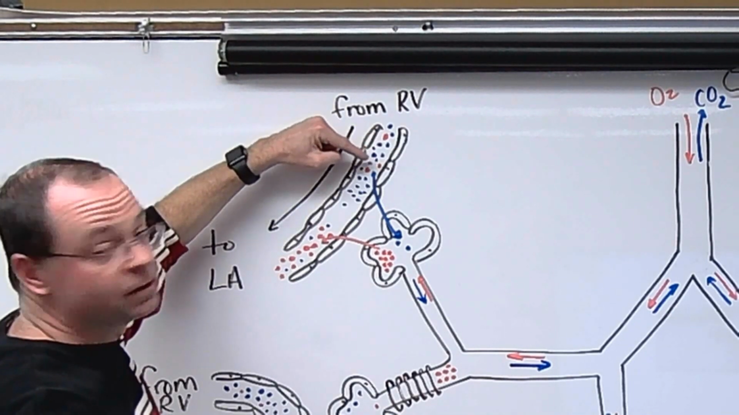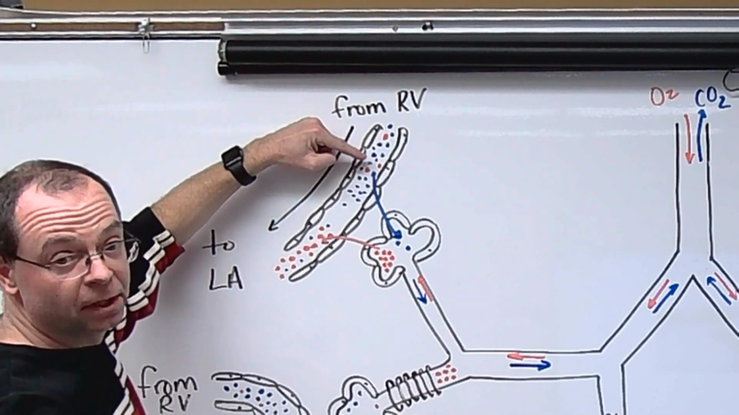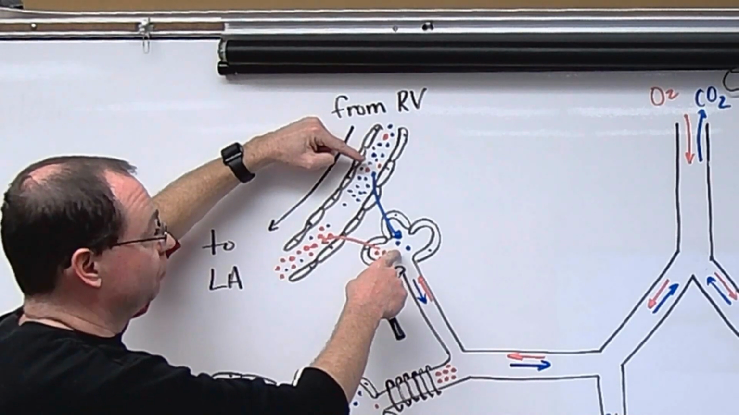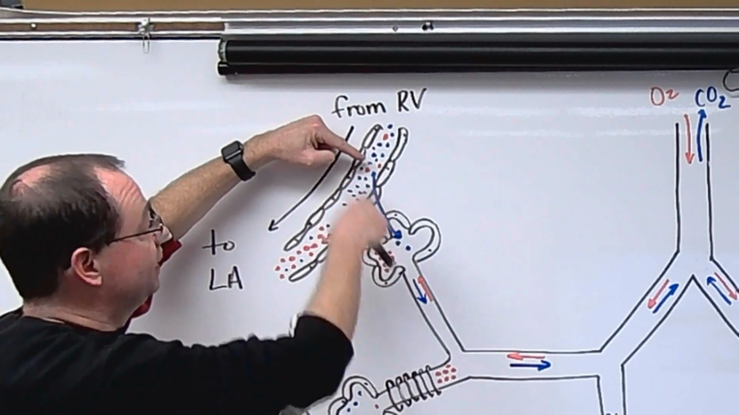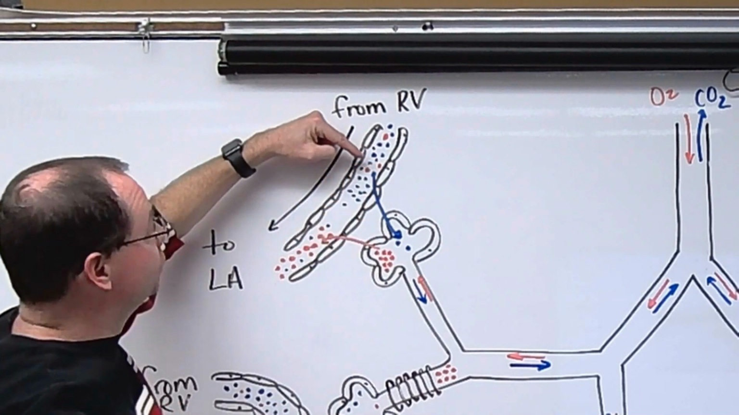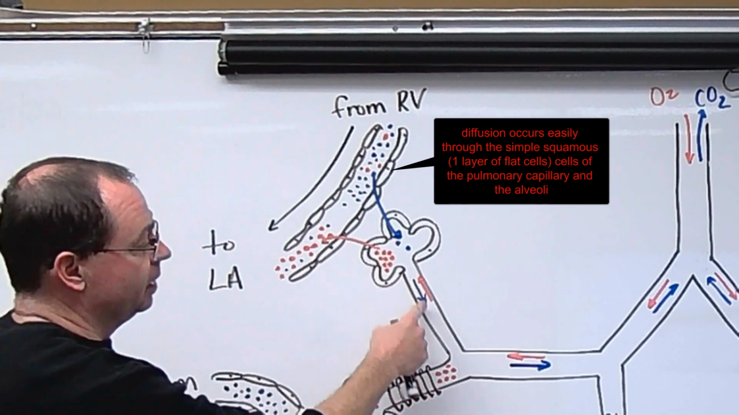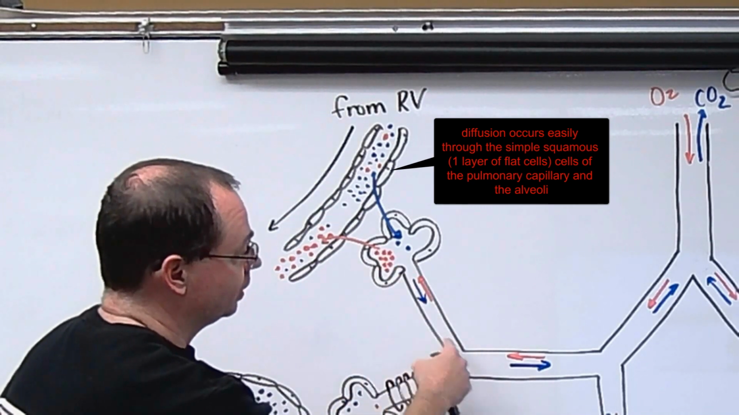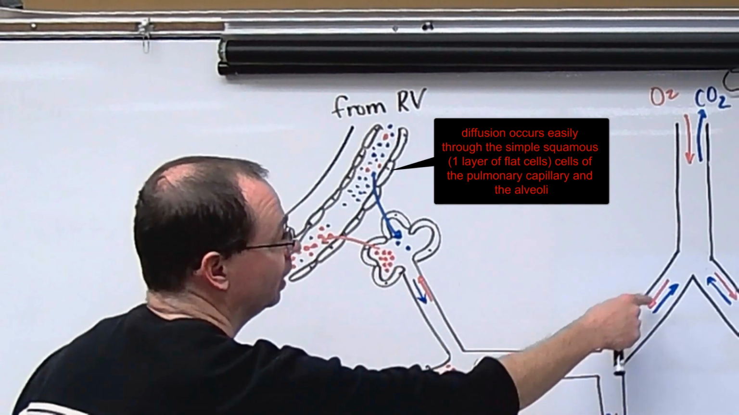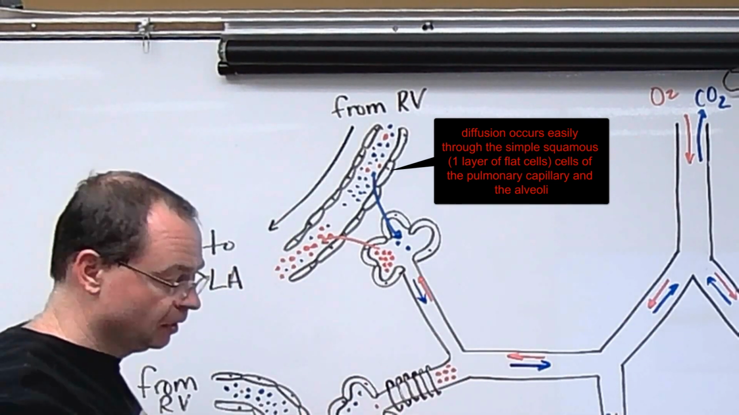Because there is a higher concentration of carbon dioxide within the pulmonary capillary than within the alveoli, there's a gradient here. Carbon dioxide will diffuse from the pulmonary capillary into the alveoli and then will leave through the bronchioles, bronchi, out through the trachea, and be exhaled.